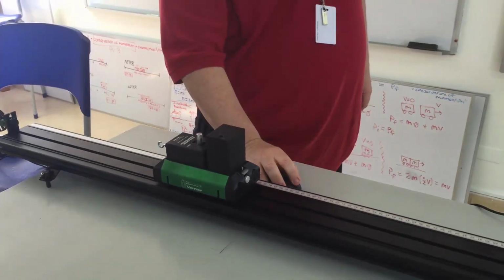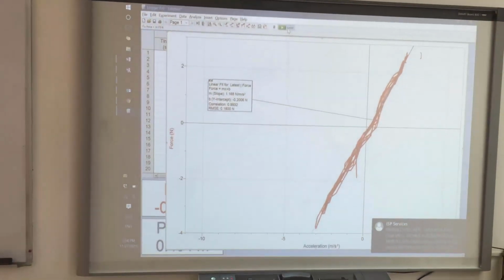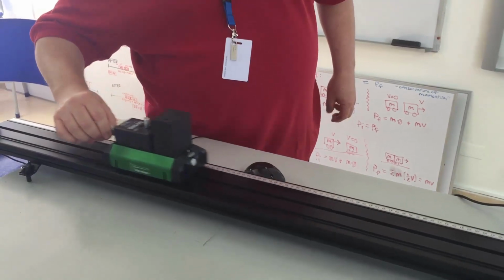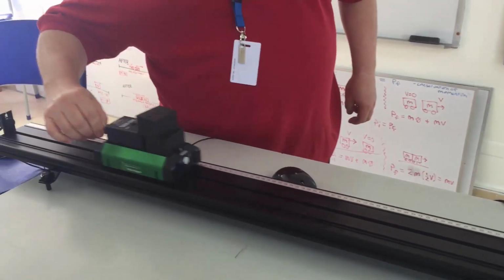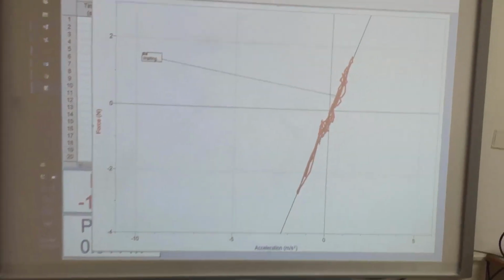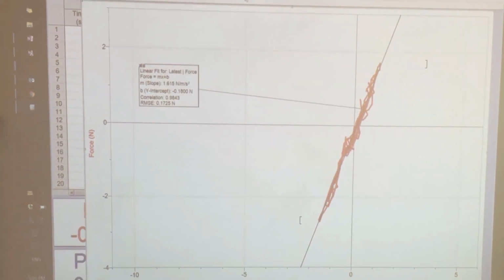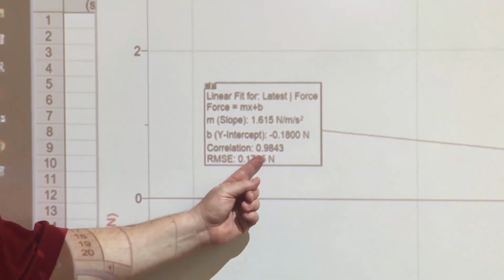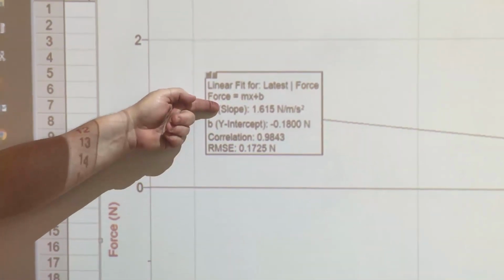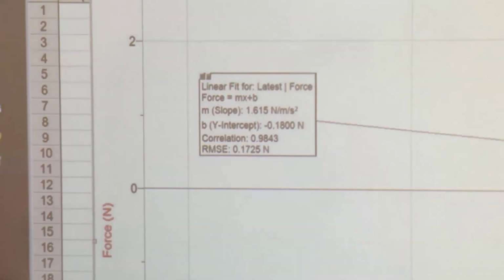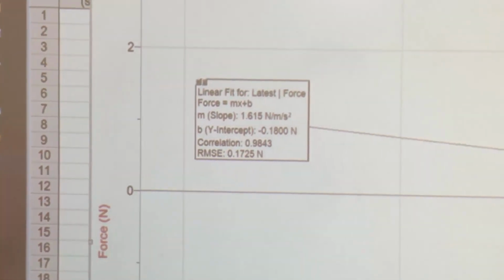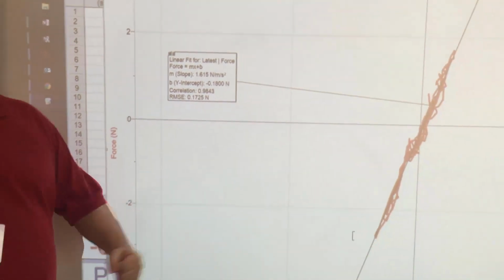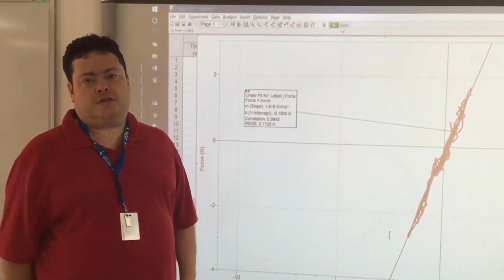So clicking collecting here and collecting our data. I need to be gentle now because the masses would actually be sliding on top of each other if I am not gentle. And our correlation was not as good, because the masses were sliding a little bit. My slope goes up to 1.62. The y-intercept is basically 0, and we still have a directly proportional relationship between force and acceleration.